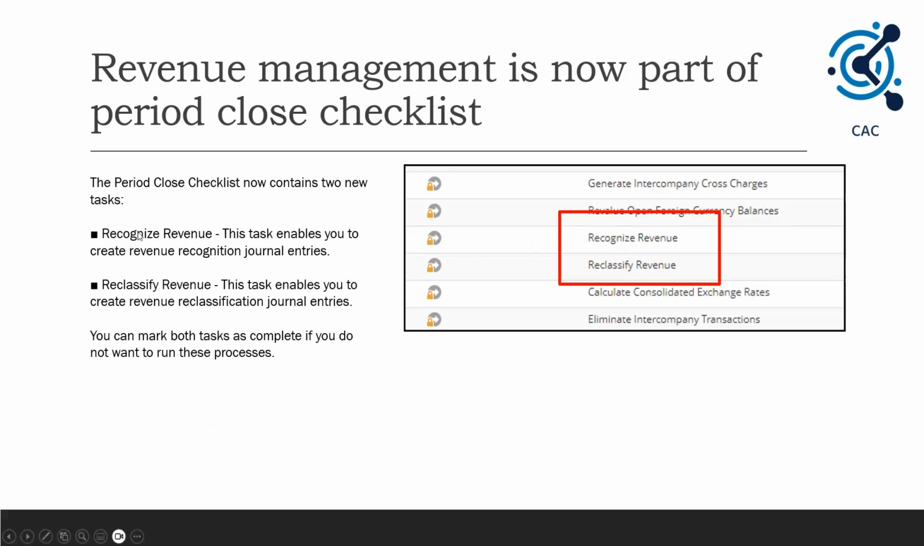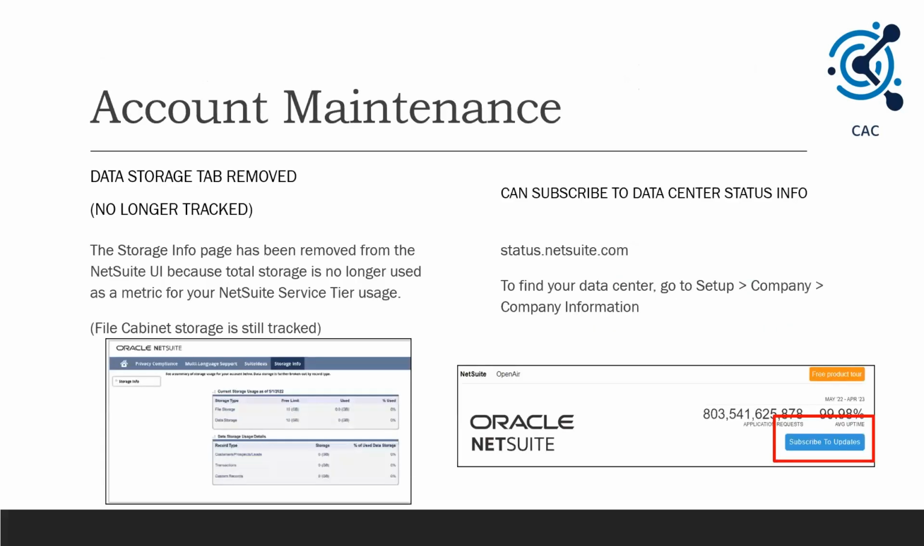So there's a recognized revenue task and a reclass revenue task. Now, normally, if you're doing advanced revenue management, these tasks are scheduled and automated. So you probably don't need to do this during your period close, but it does give you the ability to check in and make sure that everything has run correctly. Sometimes those revenue recognition tasks have errors and they may not get noticed right away. So this is maybe a good time to also look at those errors to see if anything came up. So that's now part of the period close checklist.